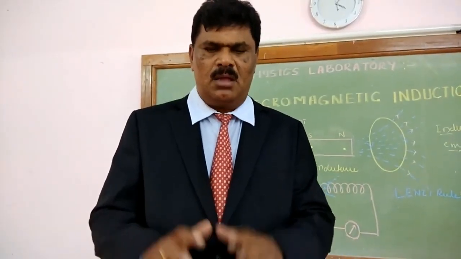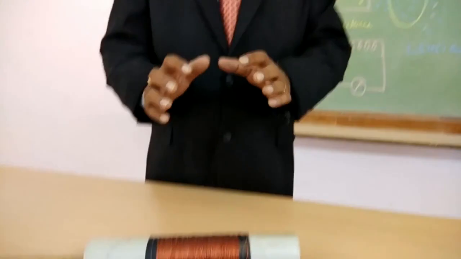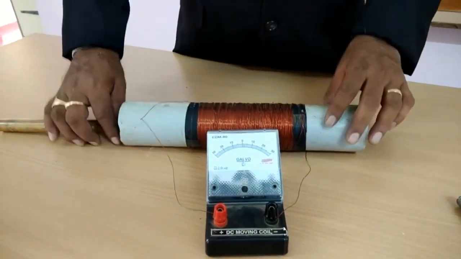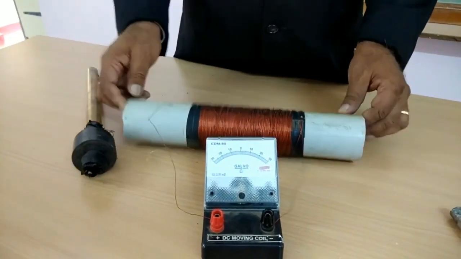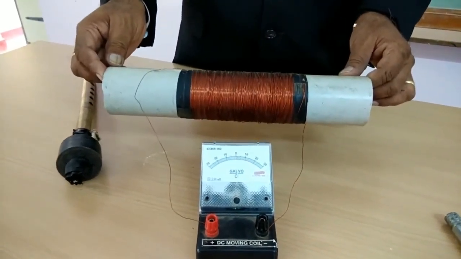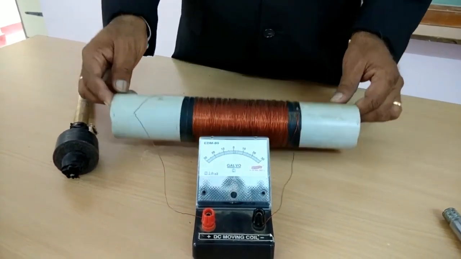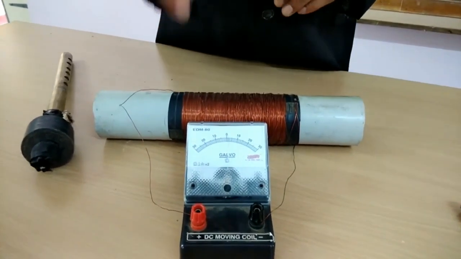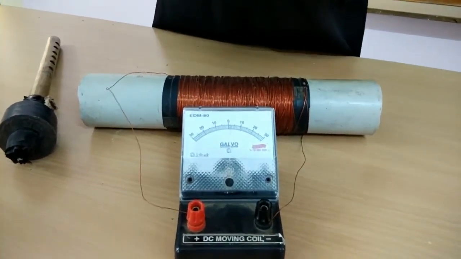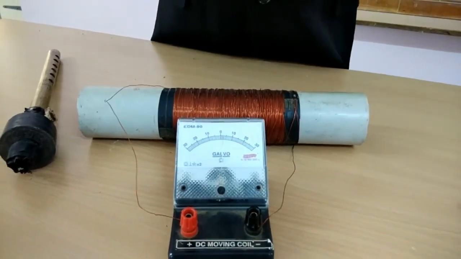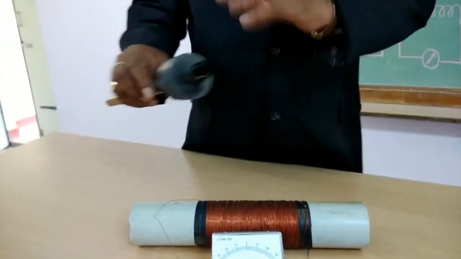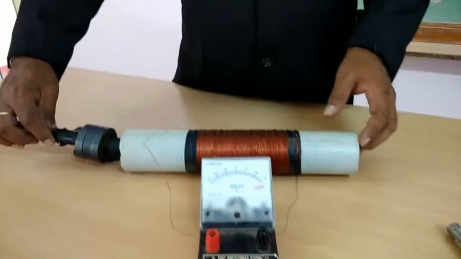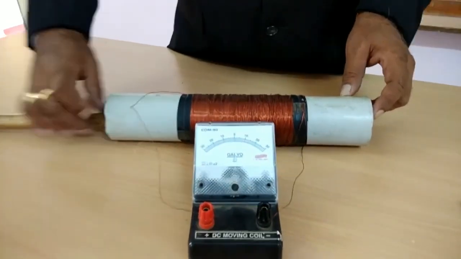Well friends, here is a simple activity to demonstrate the EMI phenomenon. Here I have two things. One is a coil, insulated copper wire wound on a PVC pipe, whose two ends are connected to the two terminals of a galvanometer, which identifies the flow of a small amount of current in a coil. And these are the magnets which can produce a magnetic field around them.